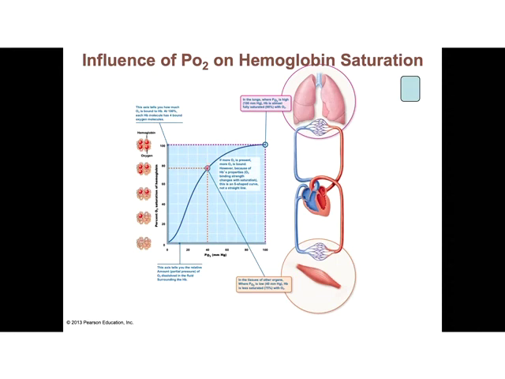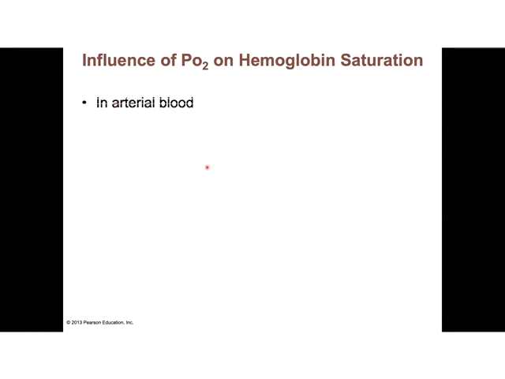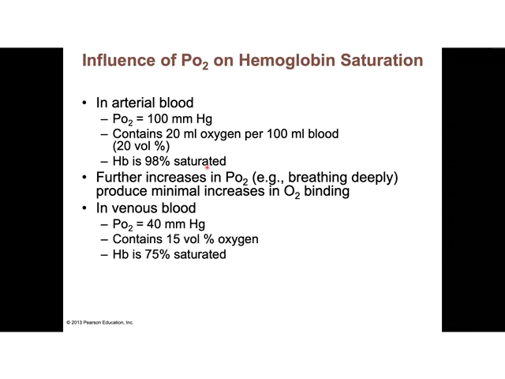Why is this the case? Well, let's look at oxygen levels. Oxygen levels in arterial blood are at about 100 millimeters of mercury. This has about 20 mils of oxygen per 100 mil of blood, so it's 98% saturated. Further increases in oxygen don't generate much increase in oxygen binding. We're pretty much maxed out.